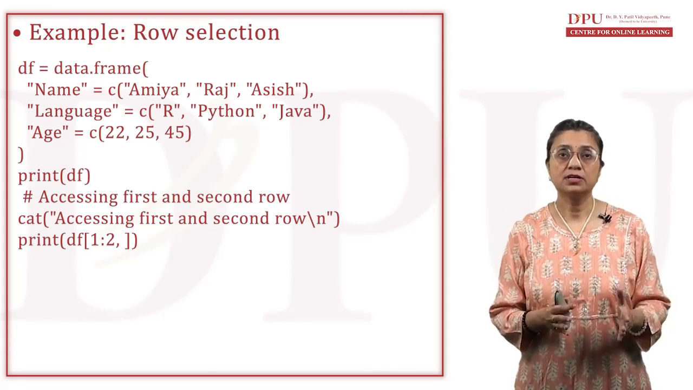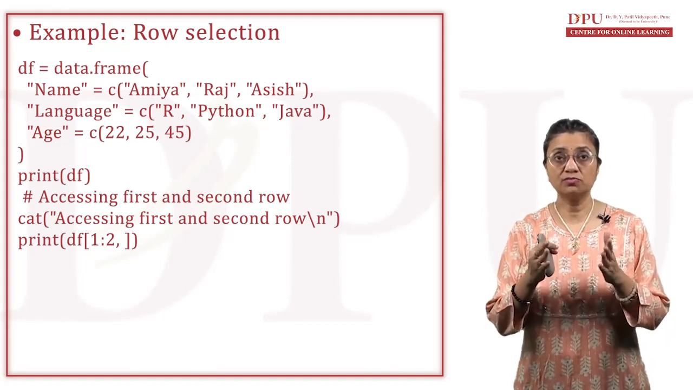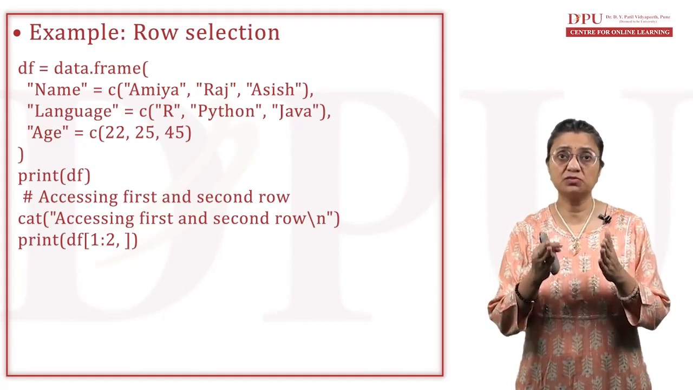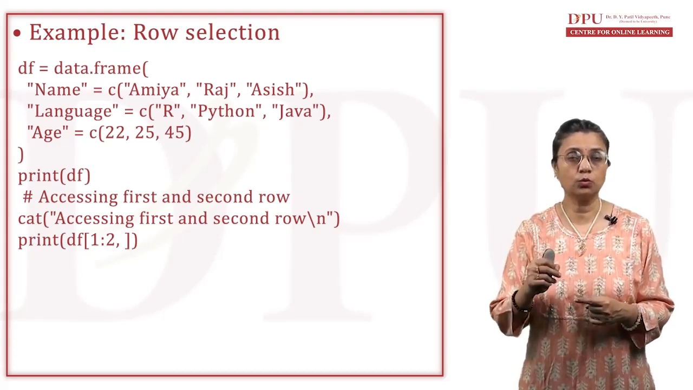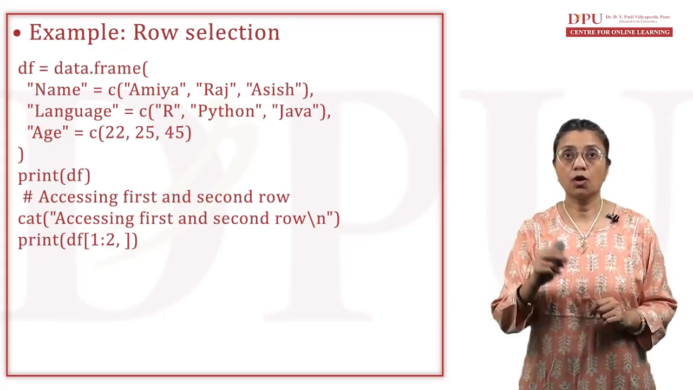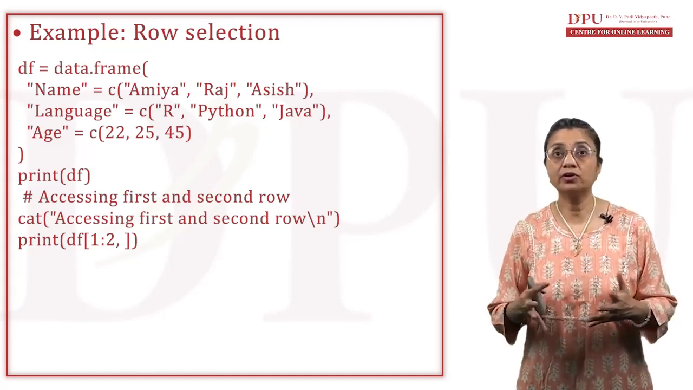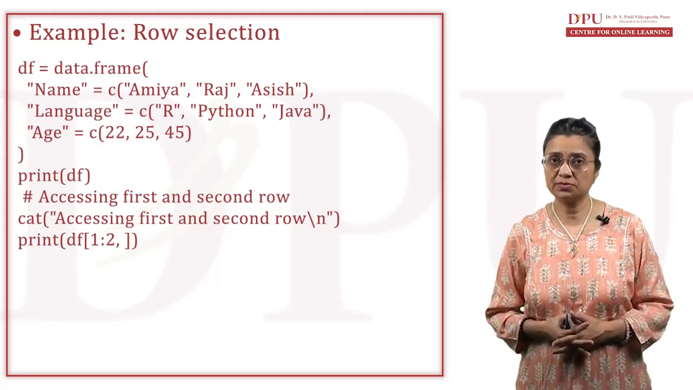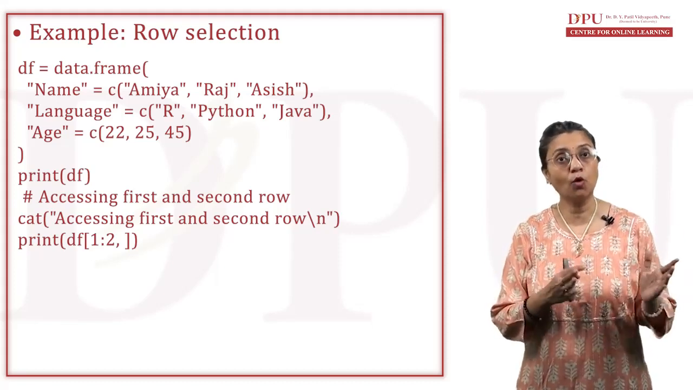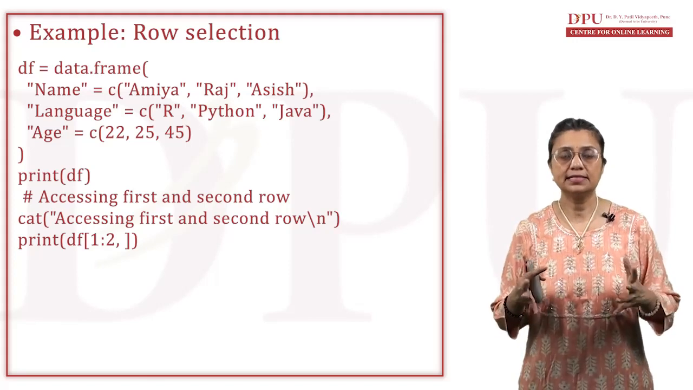I'll write print. Within brackets, I'll call my object, which is df. And within square brackets, I've given the rows, which is 1:2. These are my first 2 rows, comma, and the column names I have not written because I want all the columns. So when after the comma I'm not specifying the column names, it means it will pull all the columns from my data frame.